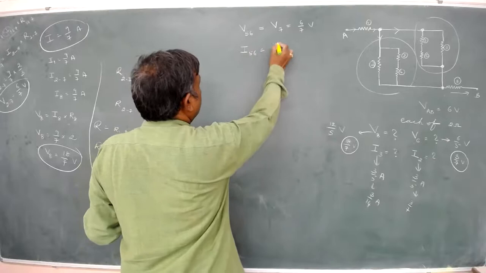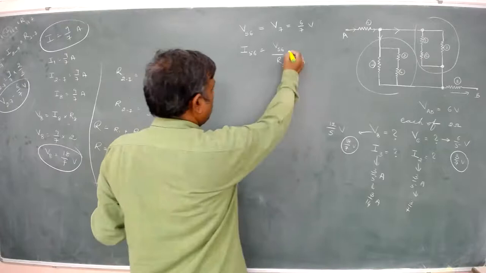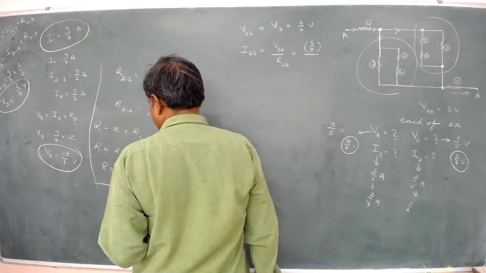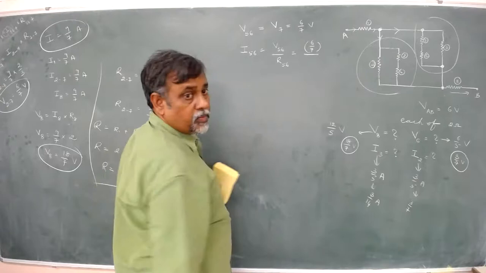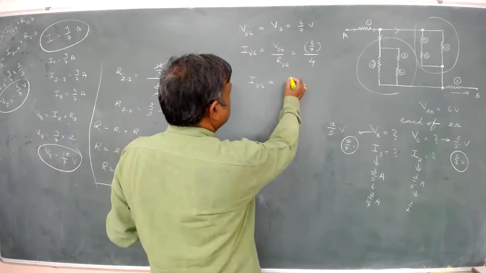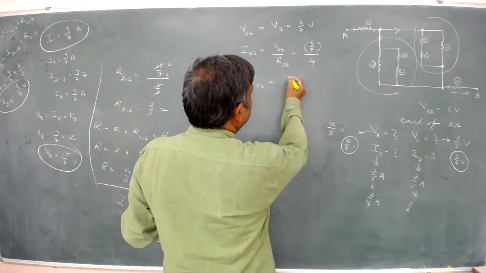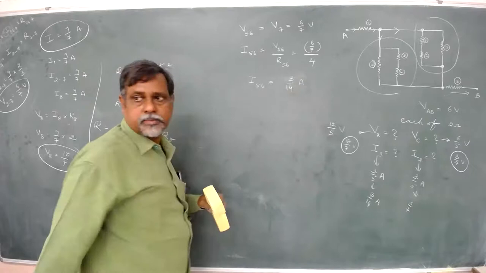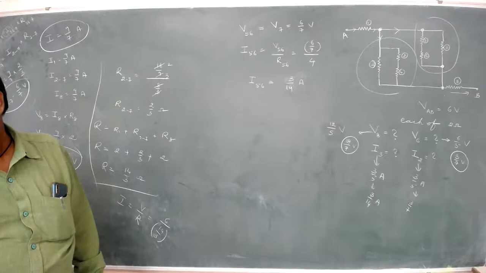Potential V56 divided by R56. Okay, so potential 6 by 6. R56, how much? Four. Okay, so I56, how much? Three by 14 ampere. That 3 by 14 ampere passes through 5 through 6.